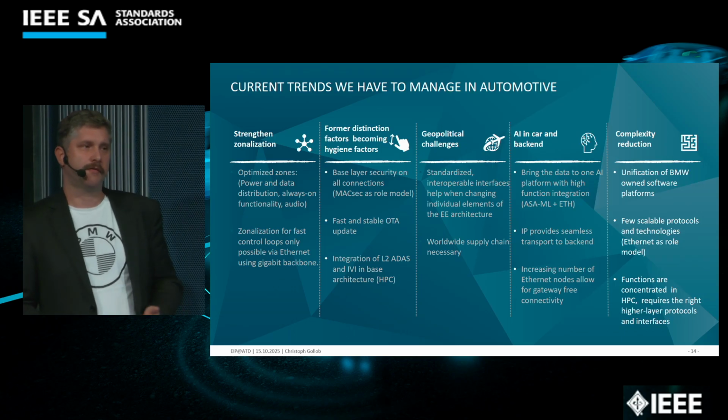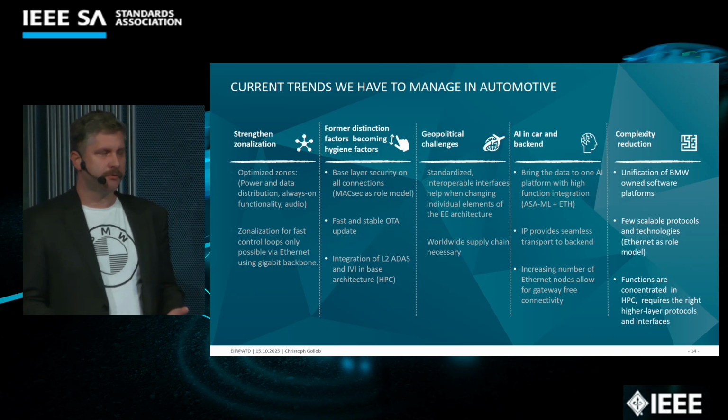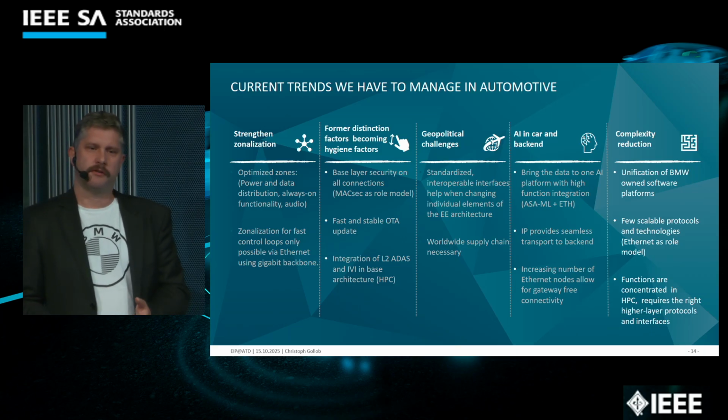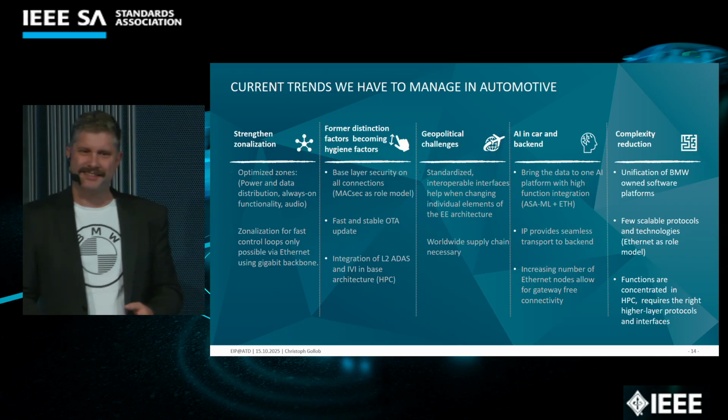We want to, and that's now again networking, we want to reduce to a few scalable protocols. And here Ethernet is definitely a big role model. And we want to concentrate our functions. As Thomas just said, if I have a distributed system, I have to find the root cause. If I have a unified system, I still have to find the root cause, but I have more idea where to look.